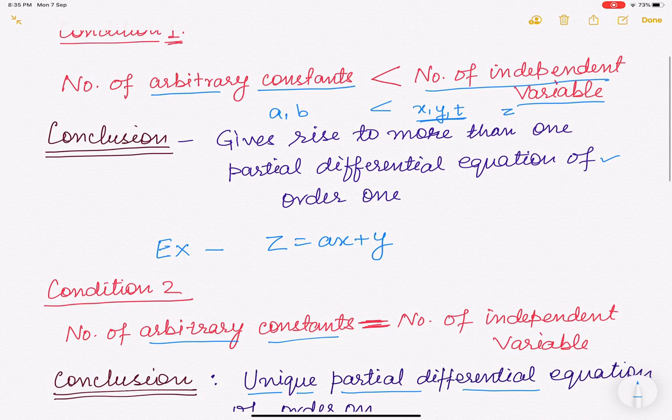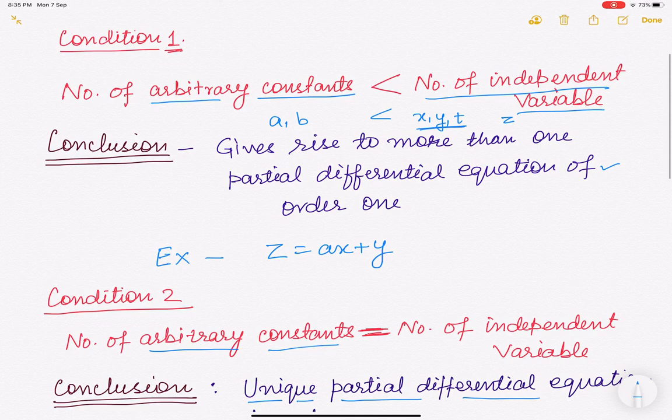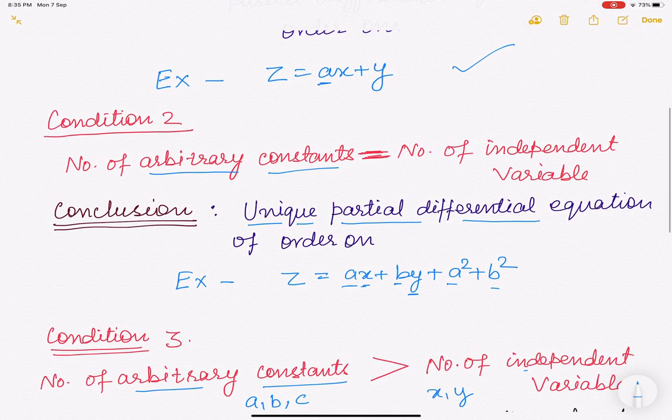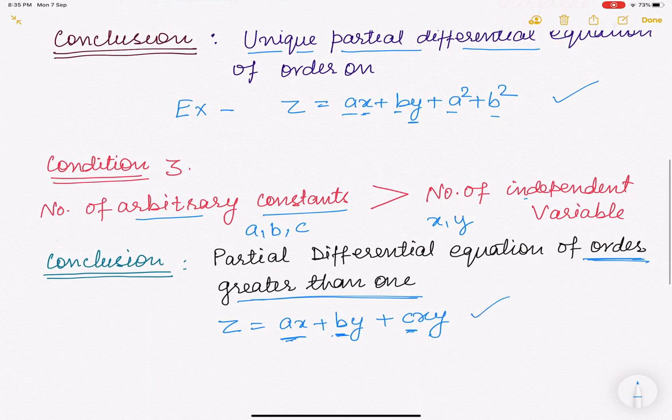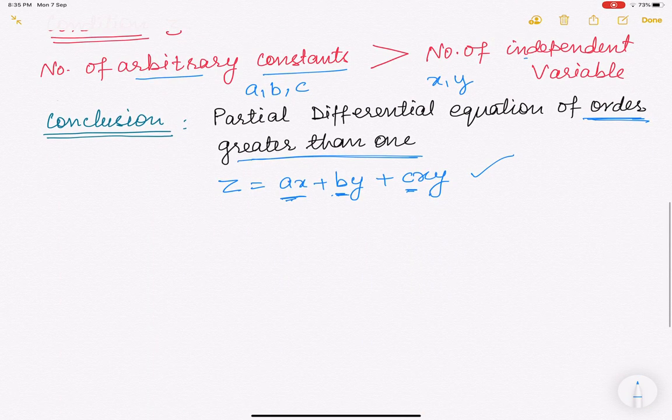If we move to case 1, here the constant is only a and the independent variables are x and y. So in this case we'll get more than one partial differential equation. We had taken 3 examples for all the 3 cases. Let us solve these 3 examples to understand this.